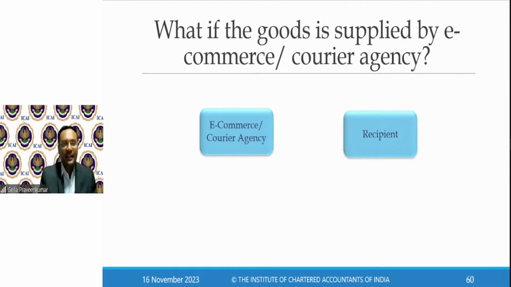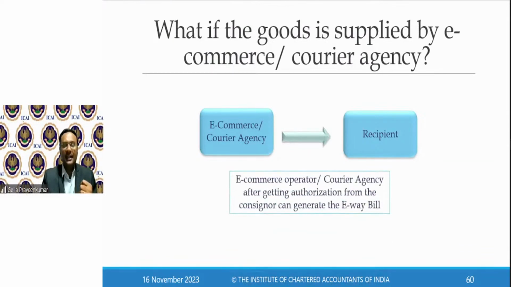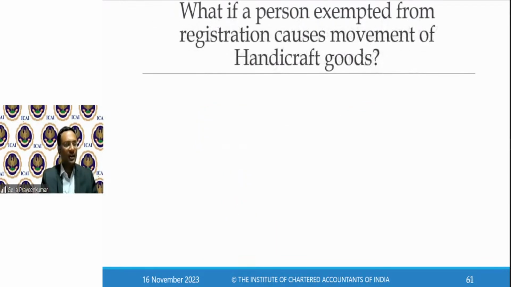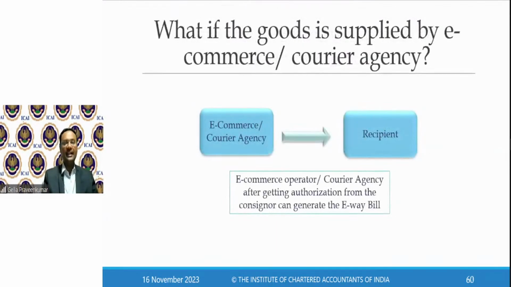Now, in case of an e-commerce business, generally you would have purchased on Flipkart, Amazon, Myntra, etc. Recipient happens to be an unregistered party. There, the e-commerce operator or the courier agency, either of these two parties can generate an e-way bill on behalf of consignor. I'll give an example for this e-way bill in case of e-commerce.